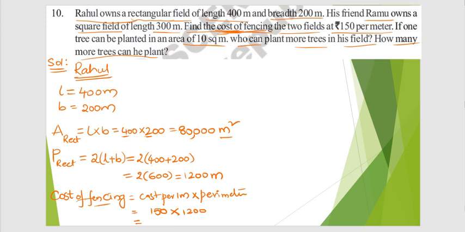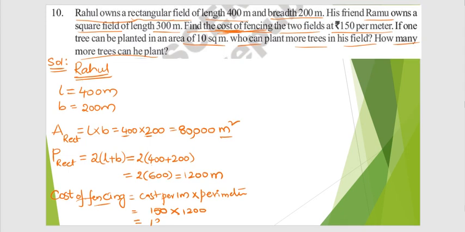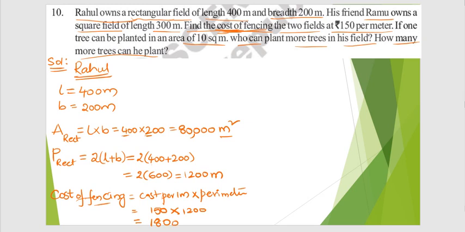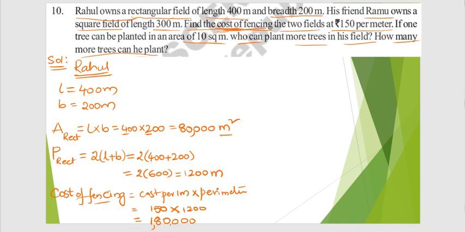So 15 10s are 150, 15 2s are 30, so 150 plus 30 is nothing but 180. So 15 12s are 180, followed by how many zeros are there? So we are having 3 zeros. So how much cost will it take? So 1,80,000 rupees. So to construct the fencing, he has to invest 1,80,000. So this is all about Rahul.